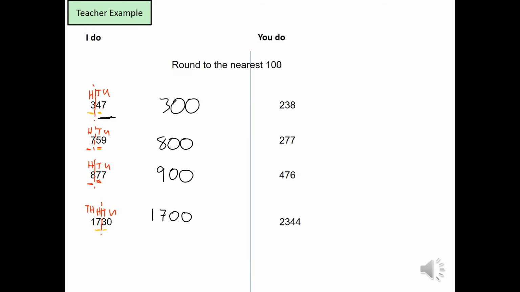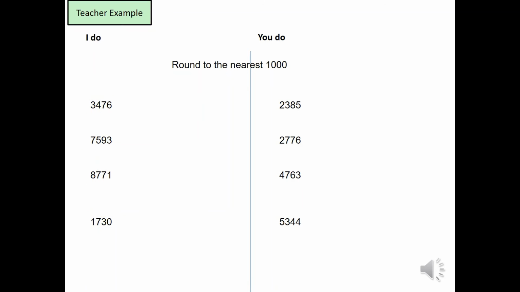Okay, welcome back. So on the right hand side, rounding to the nearest hundreds, we have 200, we have 300, we have 500, and we have 2300. Those are our answers there for rounding. Okay, now we're going to be rounding to the nearest thousand.